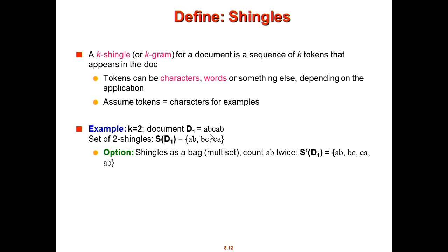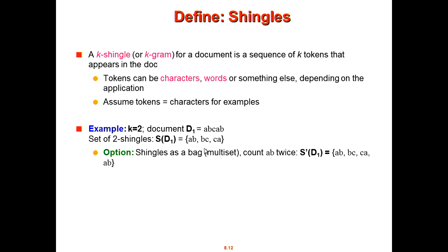But if you only use A, B, C, A, you only use A, B, C. So if you only use one shingle, the set will be A, B, C. And you can see that you have no order information for the characters in this document.